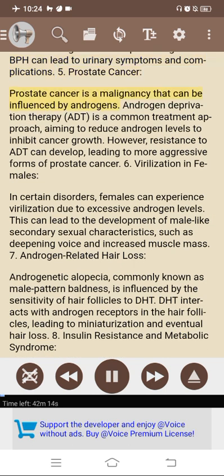5. Prostate cancer. Prostate cancer is a malignancy that can be influenced by androgens. Androgen deprivation therapy (ADT) is a common treatment approach, aiming to reduce androgen levels to inhibit cancer growth. However, resistance to ADT can develop, leading to more aggressive forms of prostate cancer.